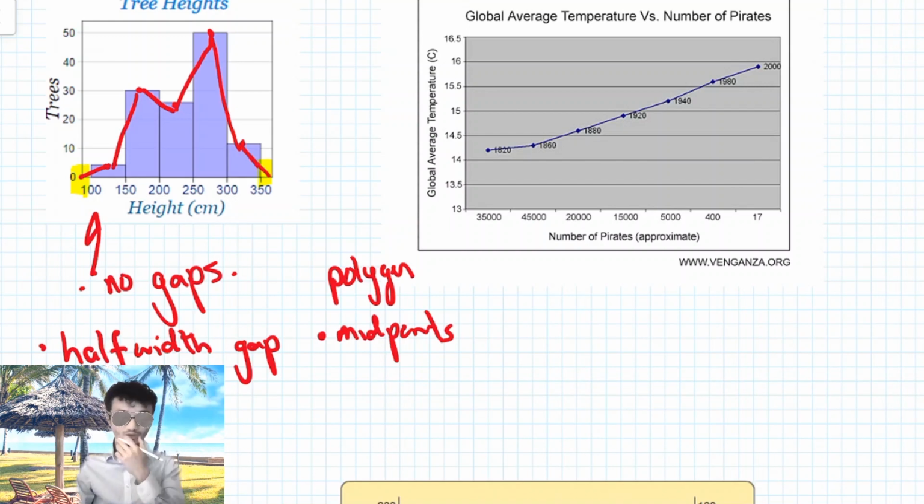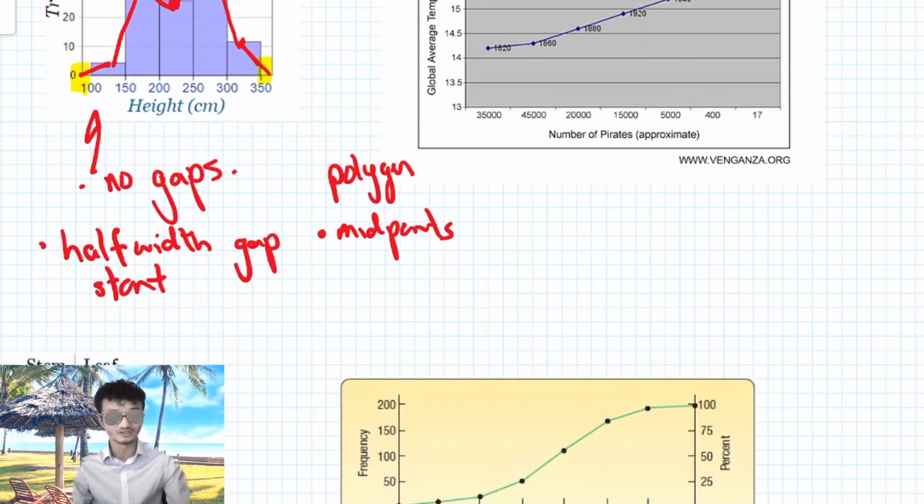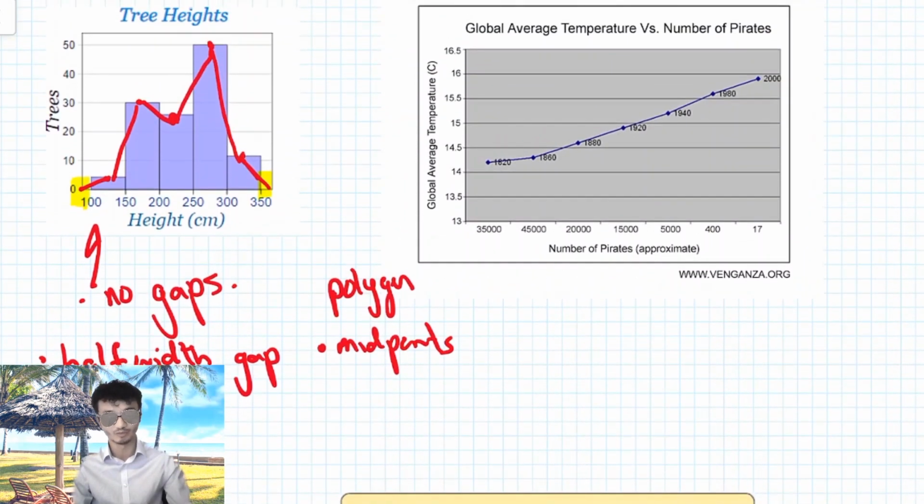Okay, so if you're kind of thinking, hey, why do we need this no gap thing? Why do we need this half width gap thing? Well, the whole intention is that the area under this frequency polygon, because what's a polygon? A polygon is just like a shape, right?